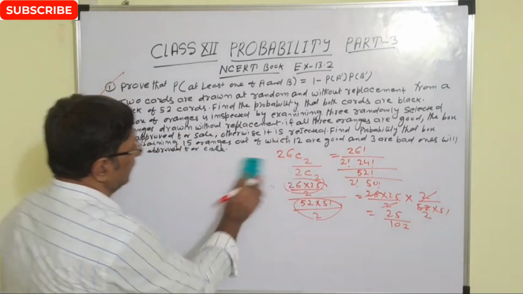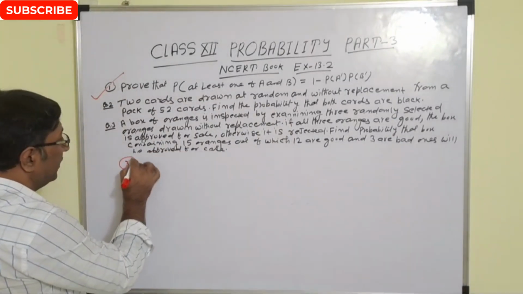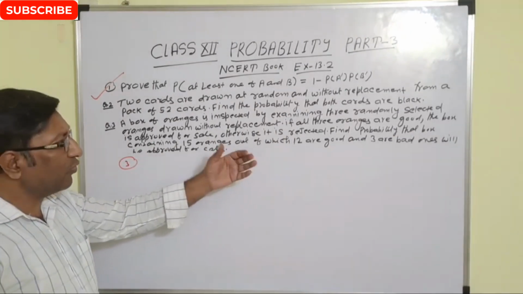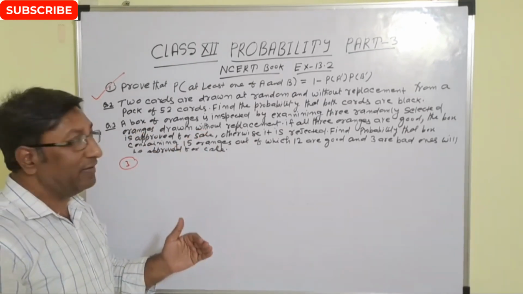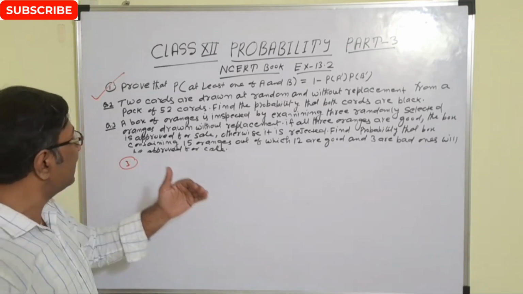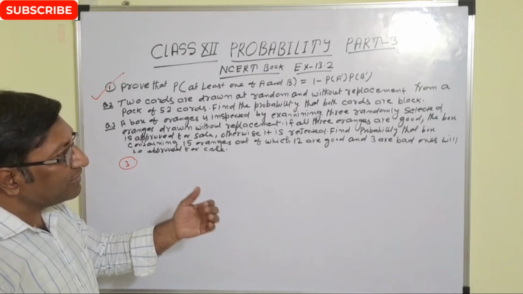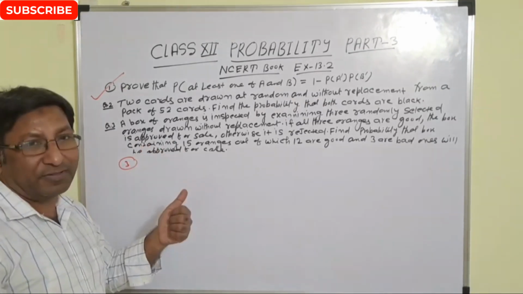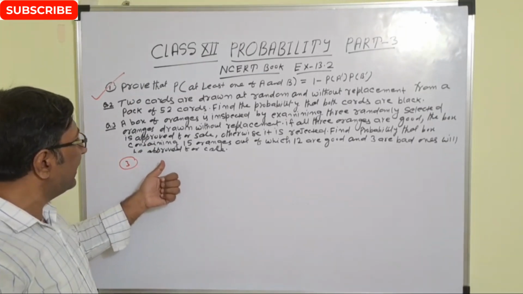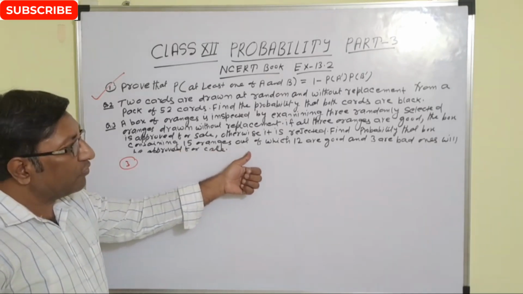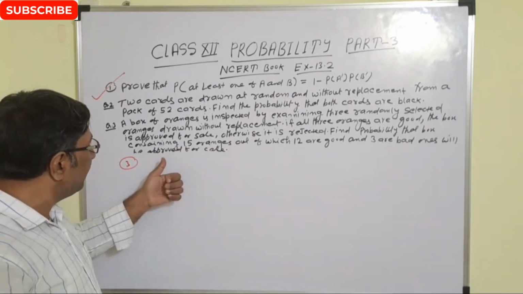Now see the third question. So this is the third question. The third question is lengthy in language, but the question is very simple. Question is what? A box of oranges is inspected by examining 3 randomly selected oranges drawn without replacement. If all 3 oranges are good, the box is approved for sale. Otherwise, it is rejected. Find the probability that a box containing 15 oranges, out of which 12 are good and 3 are bad ones, will be approved for the sale.